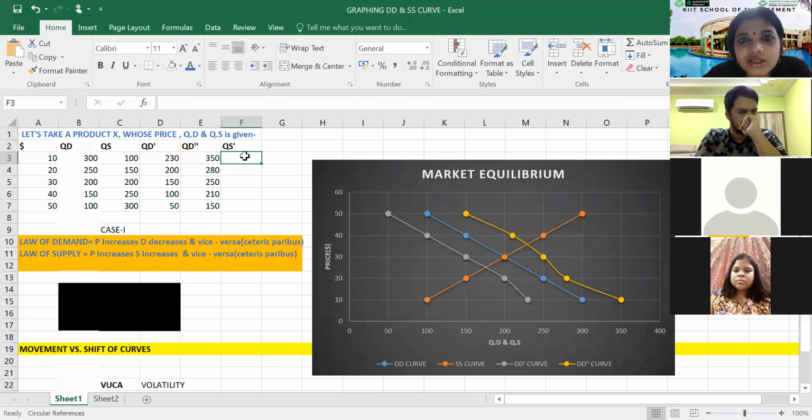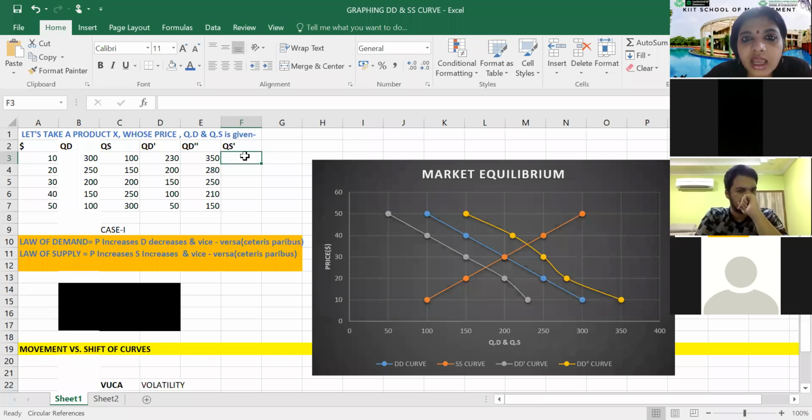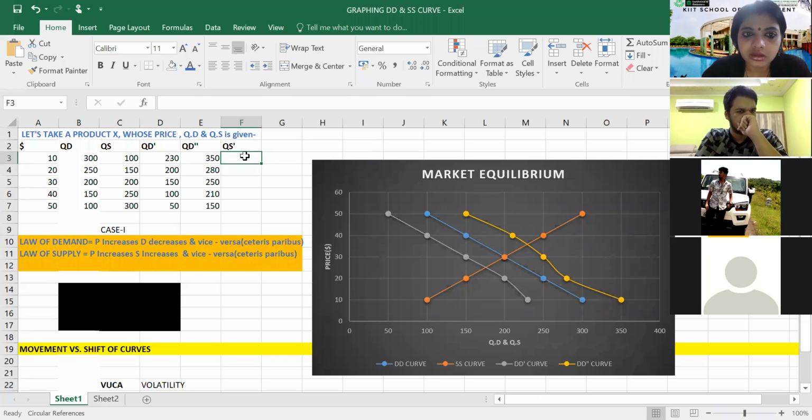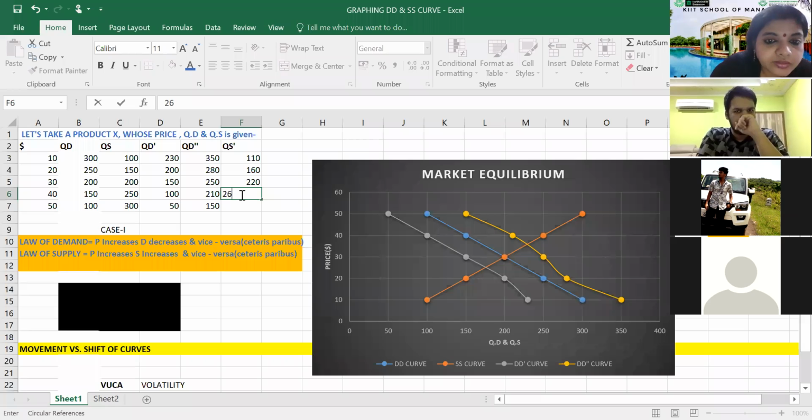See, this is completely based on analysis. This is what the actual market is. Right now, what am I doing? Everything is based on the actual real-time market, and we are working with some hypothetical data. So let me take some values. I'm making a small deviation from 100 to 110, 150 to 160, 200 to 220, 250 to say 260, and 300 to 320.